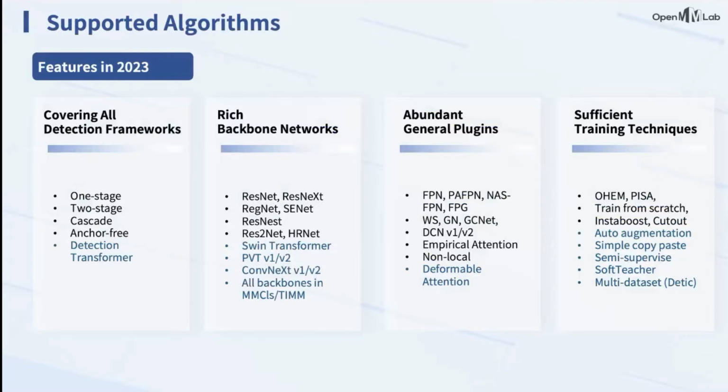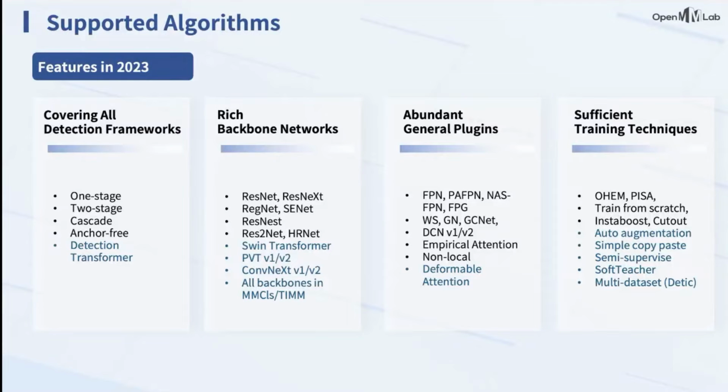So in 2023, basically MMDetection has these four features. It has already covered all the detection transformers as introduced in previous slides. It also supports rich backbone networks from ResNet to the most recent ConvNeXt V1 and V2, as well as all the backbones in MMClassification and TIMM. Also, it supports abundant general plugins like the deformable attention in Deformable DETR.